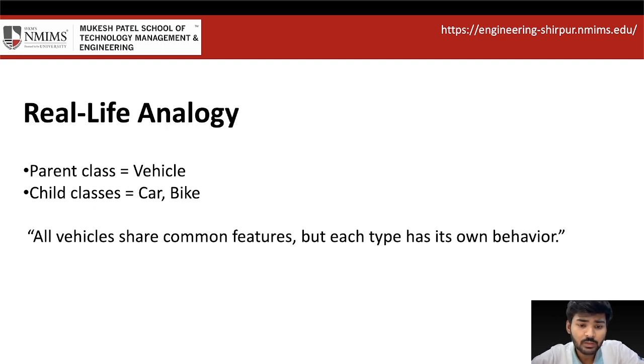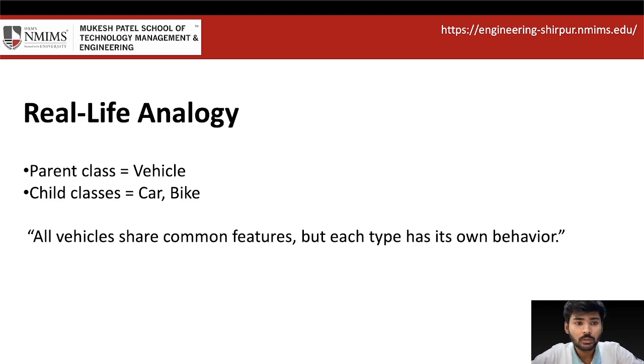To understand this better, consider the example of a vehicle. All vehicles share common features like speed and engine, but cars and bikes have their own unique functionality. So here vehicle acts as a parent class while car and bike act as child classes. This is the concept of inheritance.